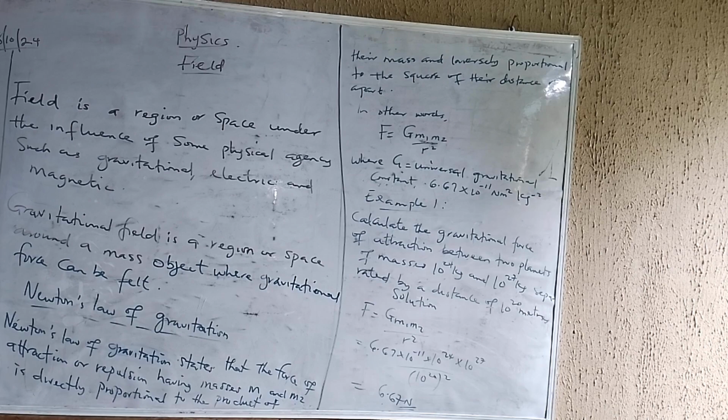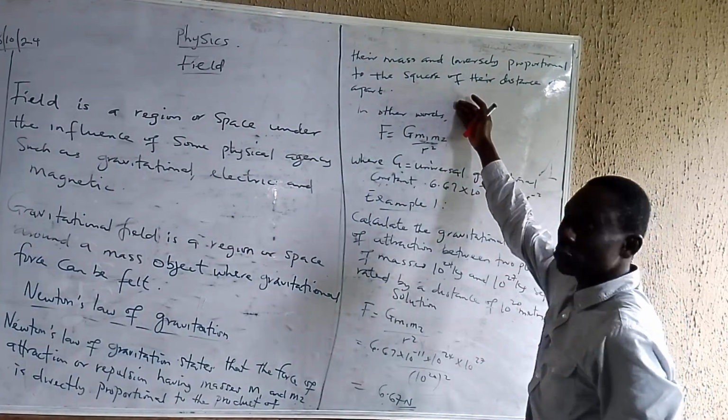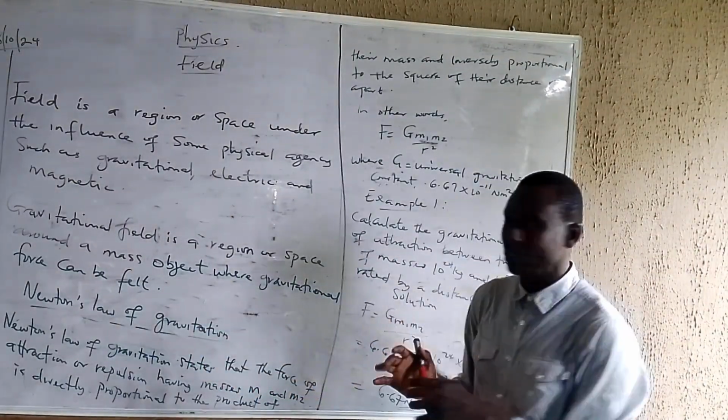We state that the force of attraction or repulsion between masses m1 and m2 is directly proportional to what? The product of their masses, and inversely proportional to the square of their distance r apart. Let's look at the mathematical aspect of it. This is just a very easy thing. You don't need to cram it.